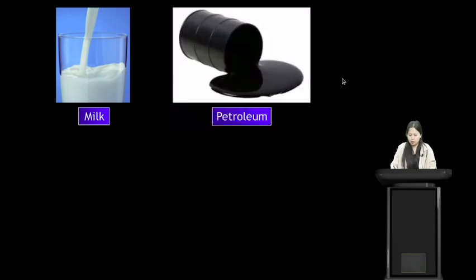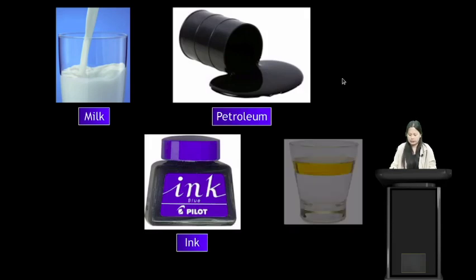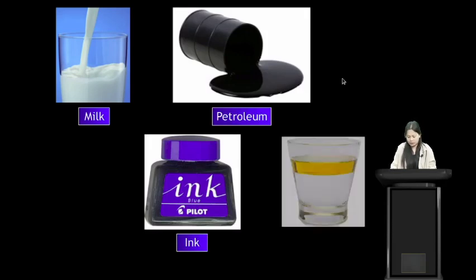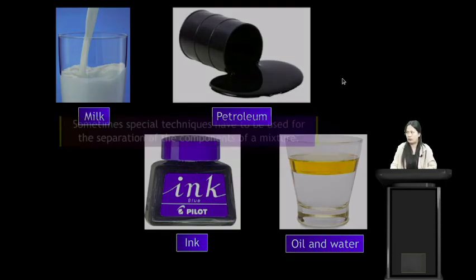Now the next example we have here is milk, petroleum, ink and oil in water. Okay, oil and water. Can we separate this mixture by hand picking? No, right? By sieving? No, right? By filtration? No, right? We cannot filter them, hand pick them, or sieve them to separate their components. So what methods do we use for these mixtures?